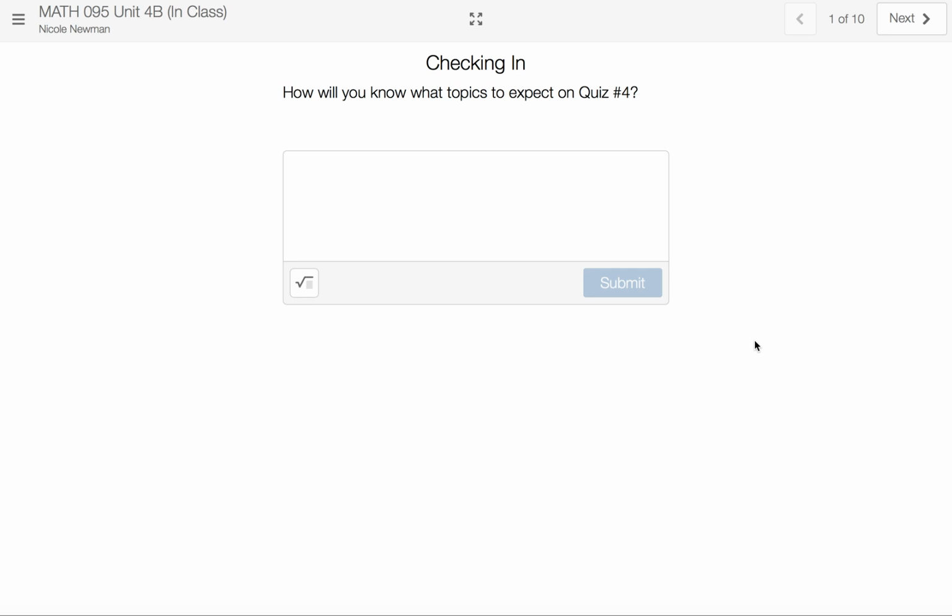Classroom, here's some information about the Math 095 Unit 4B Desmos activity. For the check-in, how to know what topics to expect on quiz number 4. Remember that we have a list of goals or objectives at the top of our unit in Math 115 in Canvas. So we have a list.